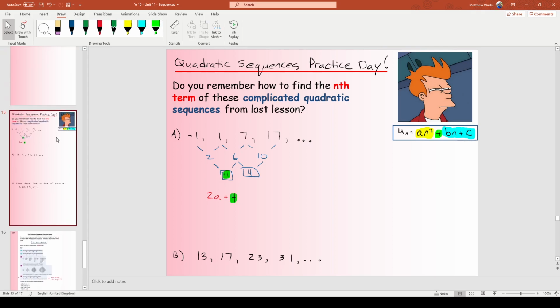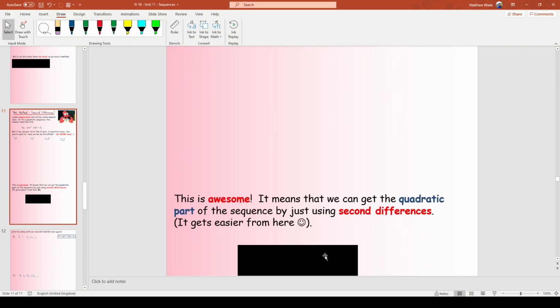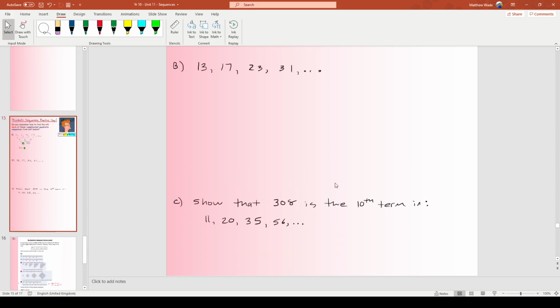Now, that was a rule last lesson. Here, I'll even show you it. That was a rule, remember? Boom! We proved that that's the case. So the second differences are always just equal to 2a. It's just something you kind of got to know now.